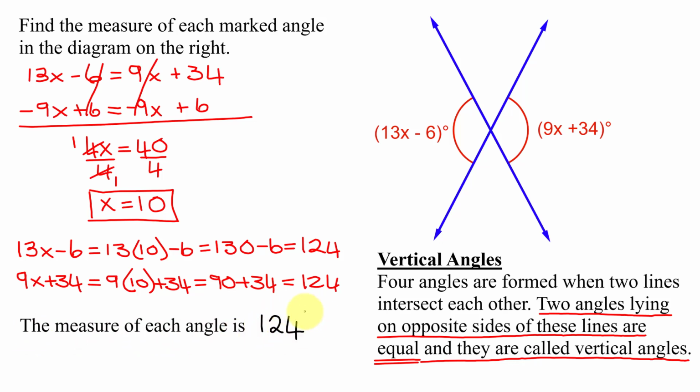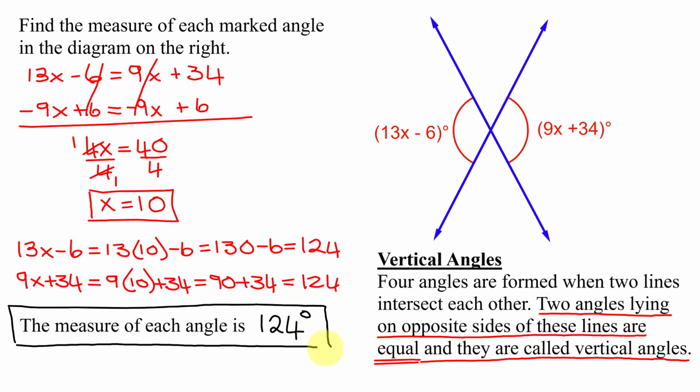And don't forget the angles are in degrees, so you must put the degree symbol on your answer. So both of these angles here, they're vertical angles and they're equal, and they both equal 124 degrees.